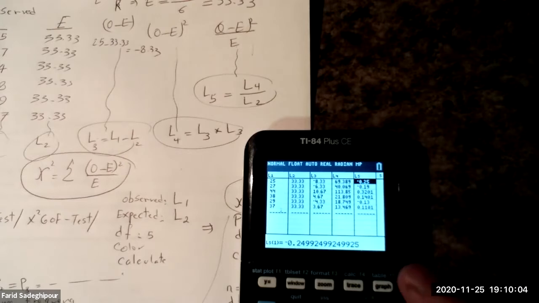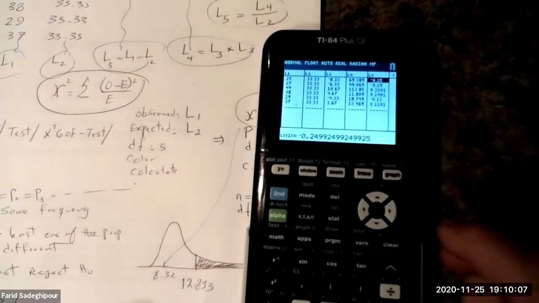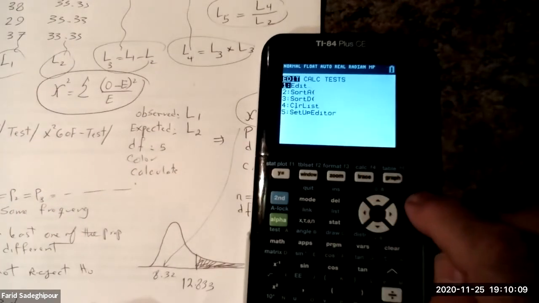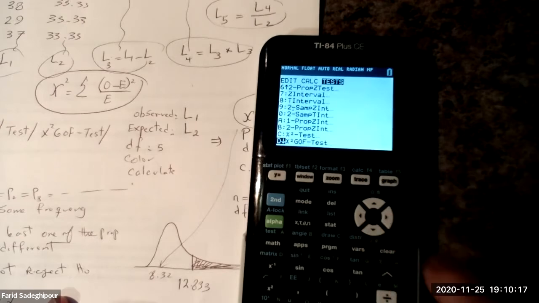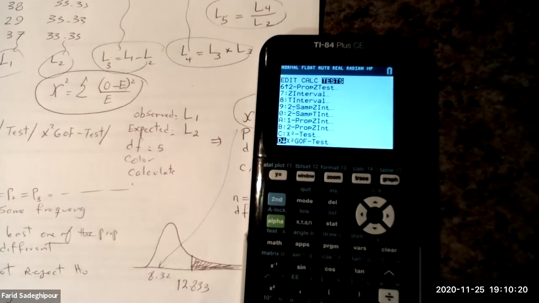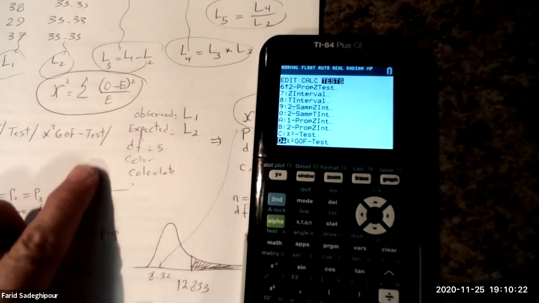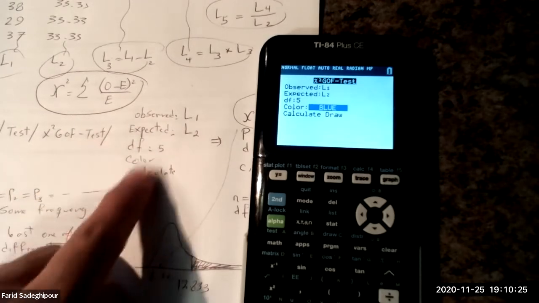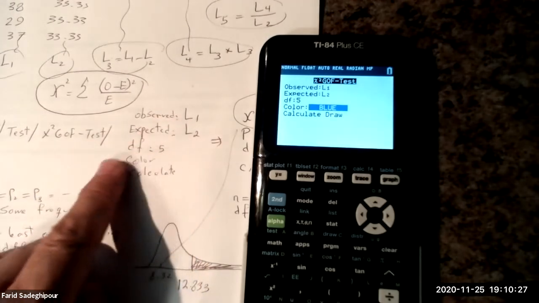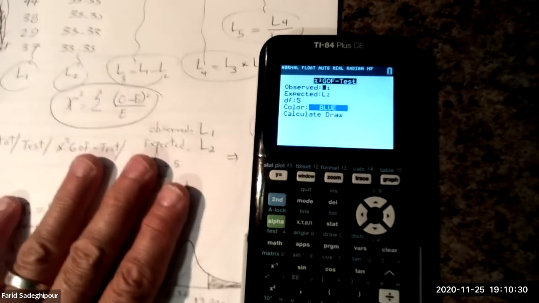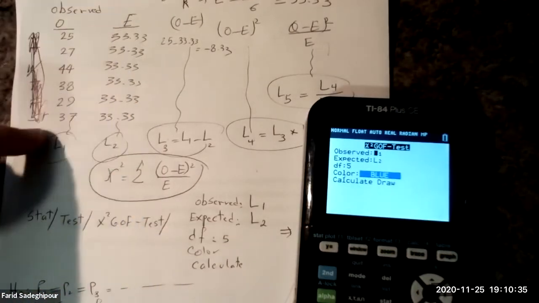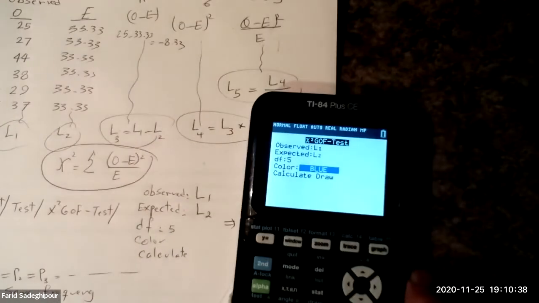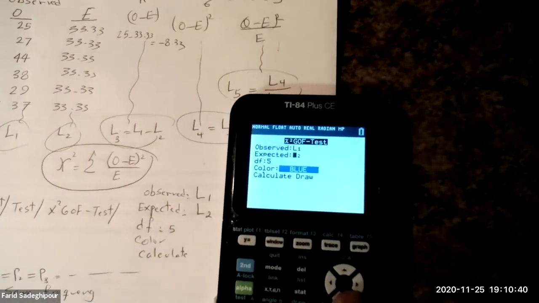Then you go to Stat, and then you go to Test, GOF test. You see all these L1, L2, DF is 5. I understand DF is 5 because you have K, 6: 1, 2, 3, 4, 5. So you have 6 rows. So DF is 5. All right, so let's see how it comes up.